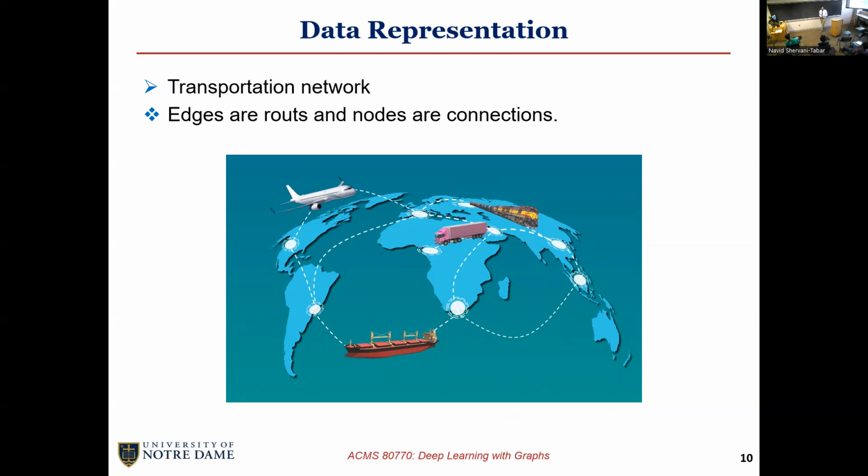Transportation networks. You can study transportation and the flow of traffic by assuming that the transportation system is a graph. You can look at roads that take you from one city to another as edges, and you can look at the intersections that connect these roads with each other as nodes.